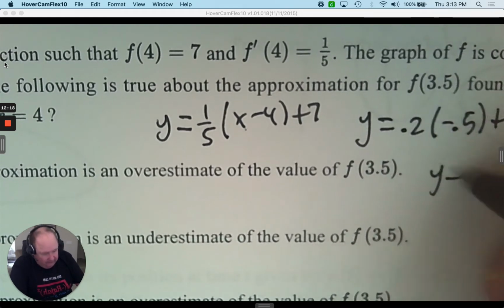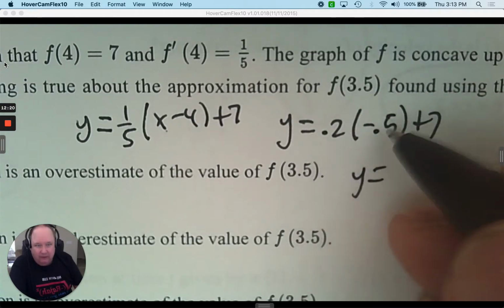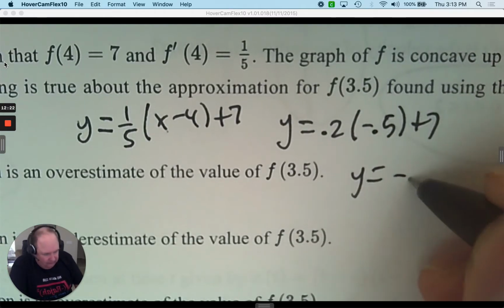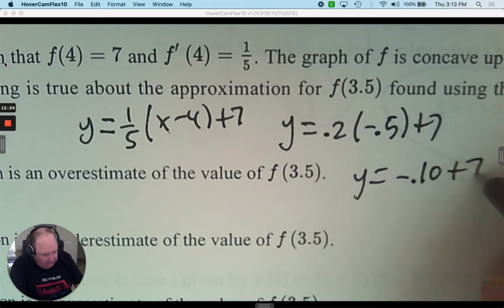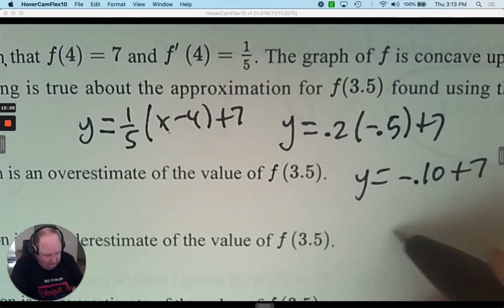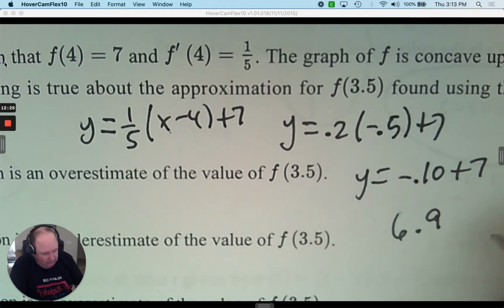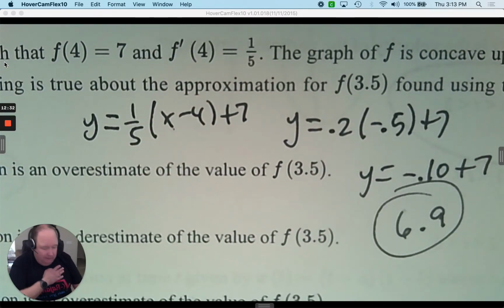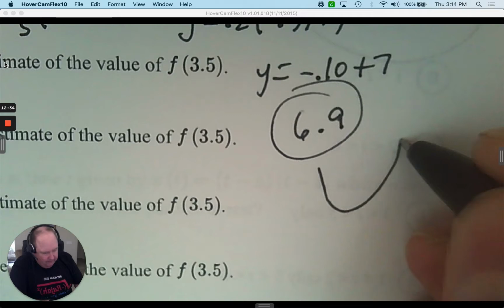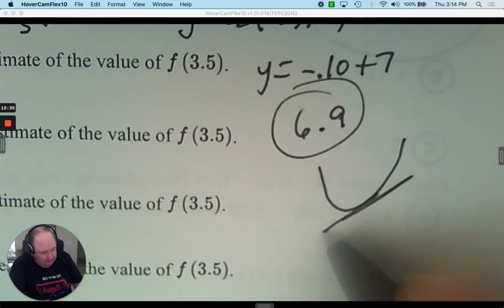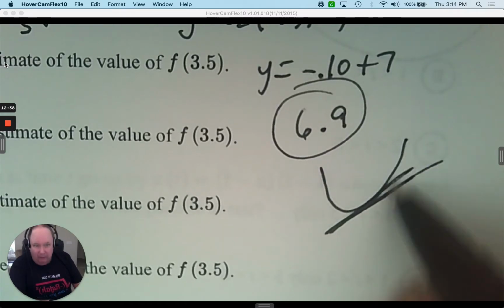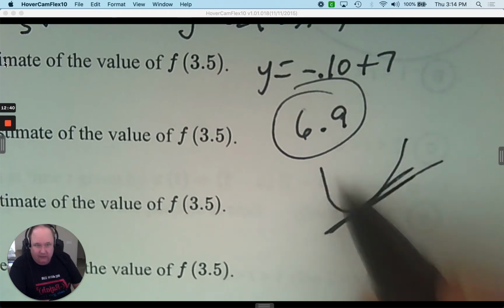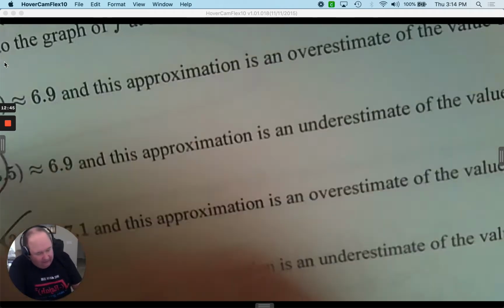So if I put that together, the approximation is negative 0.1 plus 7. So that's positive 6.9. So C and D are wrong. Then the second part is it's concave up. And if it's concave up, the tangent is below. It's an underestimate when it's concave up. So 6.9, and it's an underestimate.